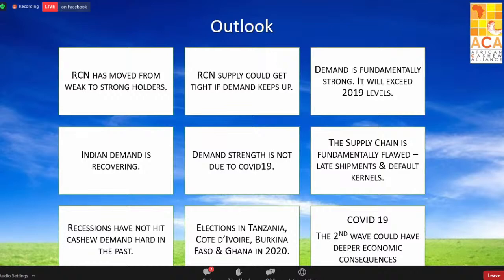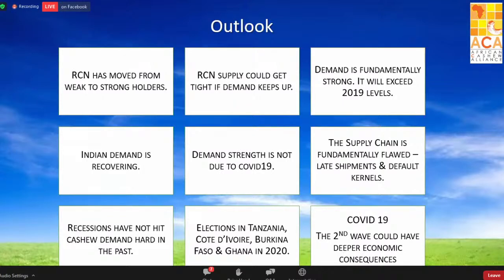I think we should take a lot of lessons from 2020. The primary lesson is that this difficult, long, untraceable supply chain is likely to cause us further problems anytime there's any hint of disruption. But I think also we should take the lesson that the strength in demand is likely to continue. And that is a very positive sign for the cashew business.